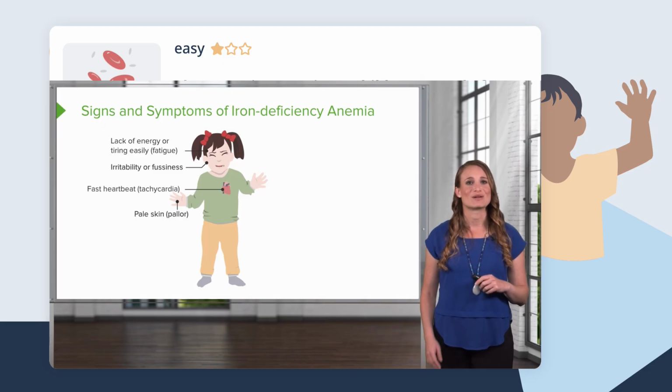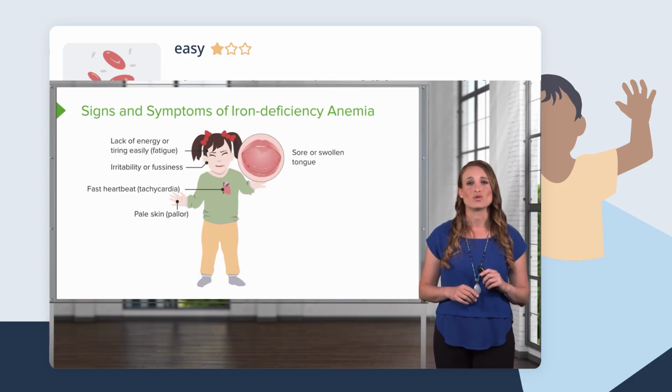Tachycardia, or a fast heartbeat. The heart rate's going to increase to try to distribute the oxygen around. There are less red blood cells, and each has less oxygen carrying capacity, so the body's going to compensate by increasing the heart rate to deliver the blood and oxygen to the tissues.